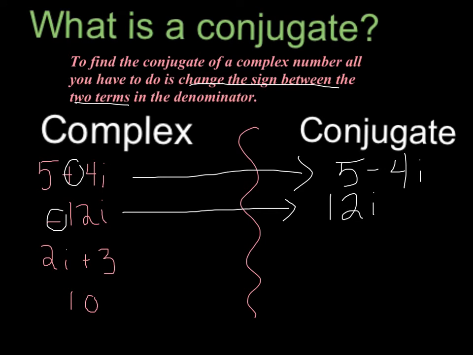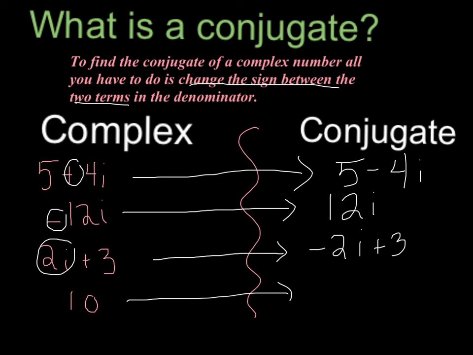This next one, 2i plus 3. It is not in the standard form. However, you still have to pay attention to which part you're changing. So this time you will be changing the 2i. So it will become negative 2i plus 3. Because again, you only change the sign that's in front of the imaginary piece. This last one will just be 10, and it's because it's not an imaginary number.